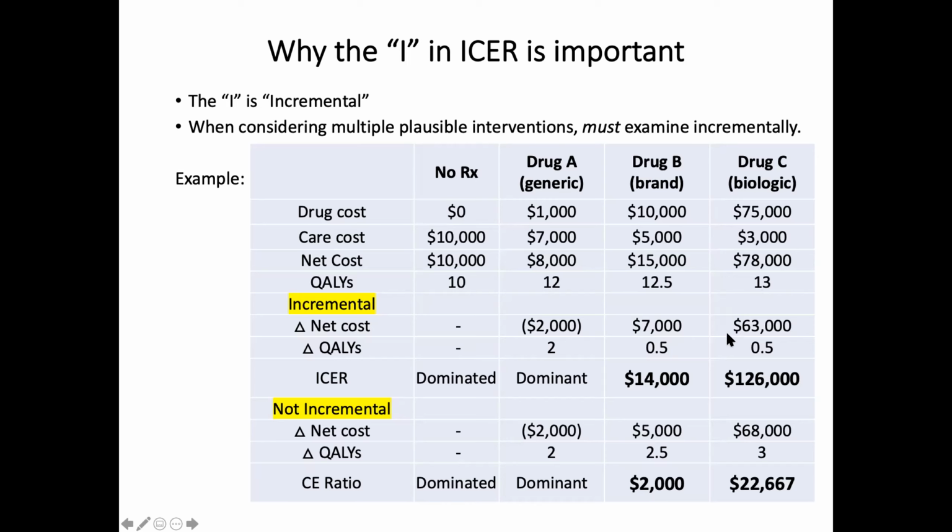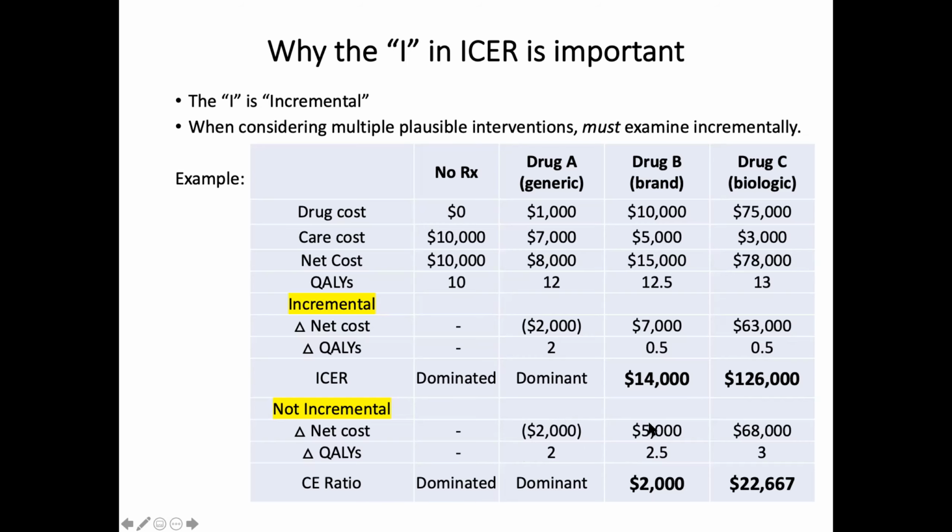And then drug C, which is the biologic, costs an additional $63,000, very expensive, adds another half a quality. So compared to drug B, which is the brand name, the biologic costs $126,000 per quality gain. So that's quite a jump up, and in fact might be beyond what insurers are willing to pay, $126,000 per quality. Even in the US, that's quite expensive. If you did a non-incremental comparison, that if you compared each drug to no treatment, you would be misled. So the first result's the same, because we were already comparing drug A to no treatment.